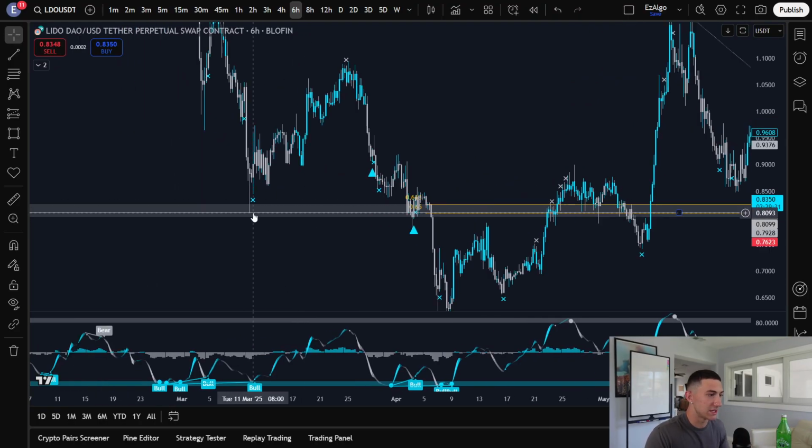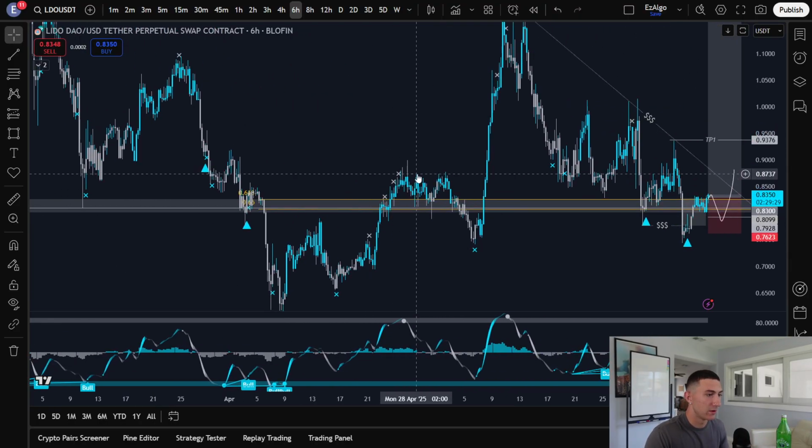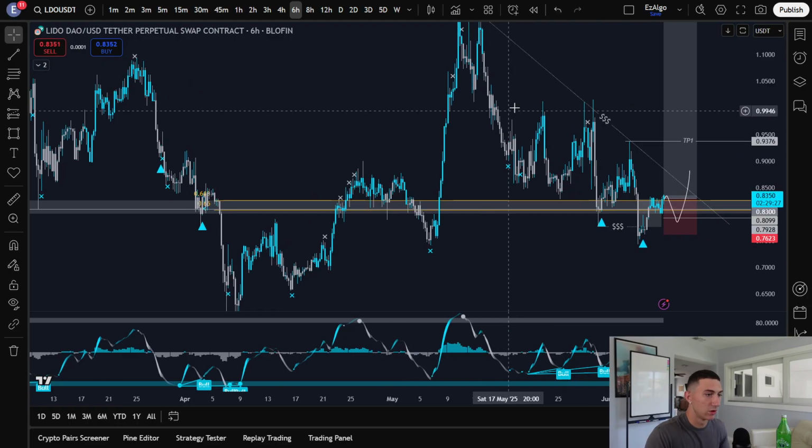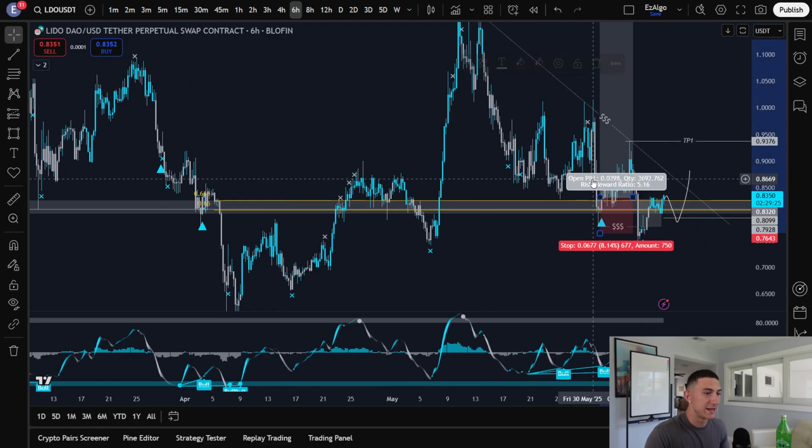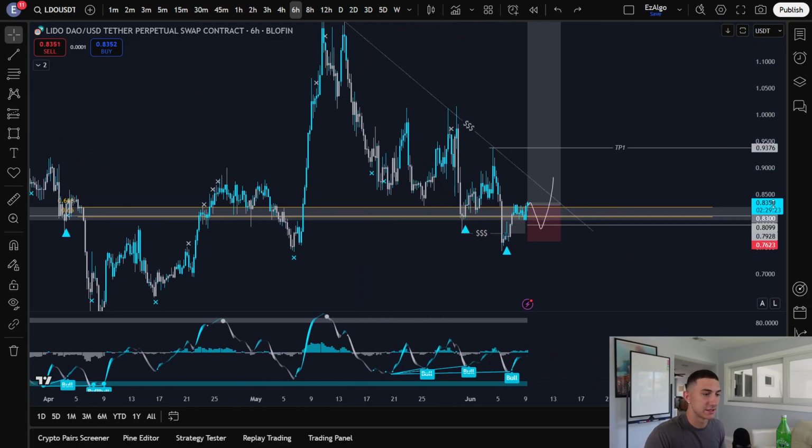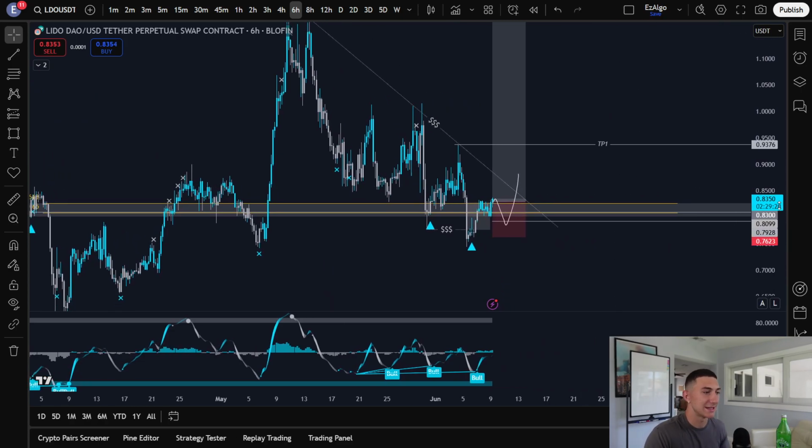If I look left here, I can see we had support, okay, reclaimed it, support, failed this level, closed above, tested it as support, and now it's currently testing this level as support once again. So I understand that this is a key level.